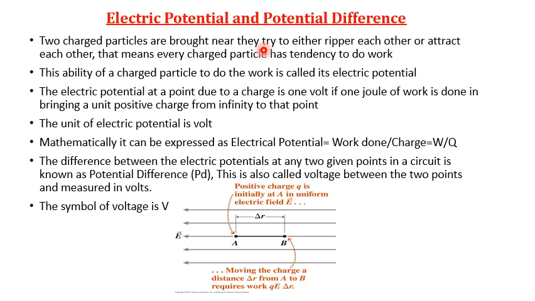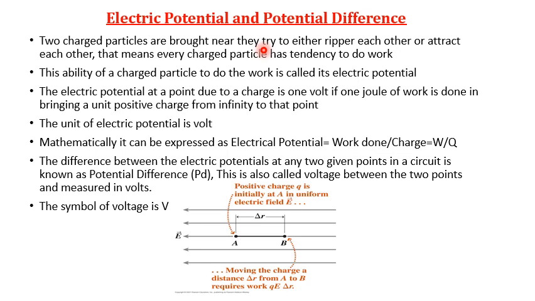If you consider two charged particles, one is a positively charged particle and another one is a negatively charged particle. You bring them near to each other. What happens if two charged particles have the same charge? They will repel each other. If two charged particles have different charges, then they will attract each other. So there will be a tendency to do work.